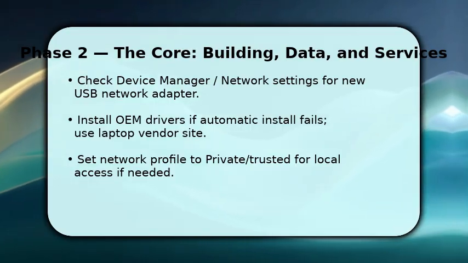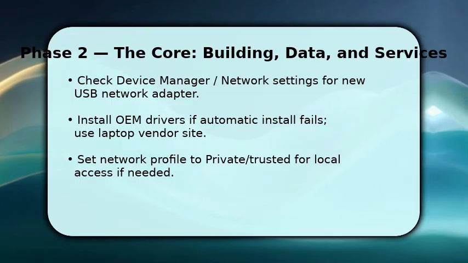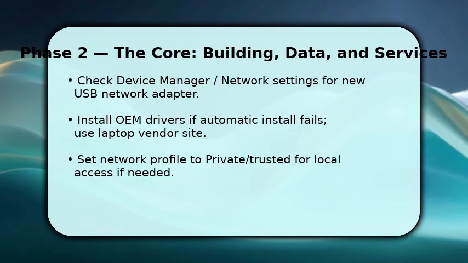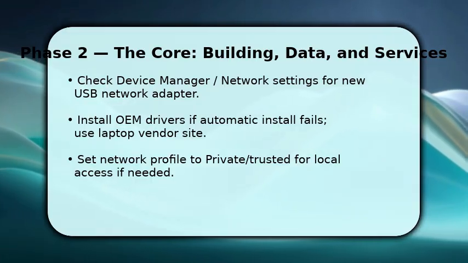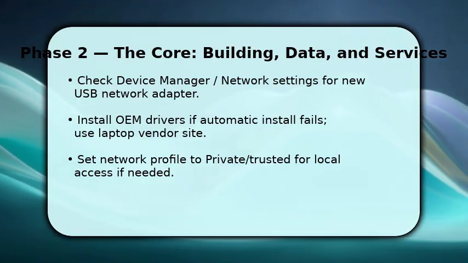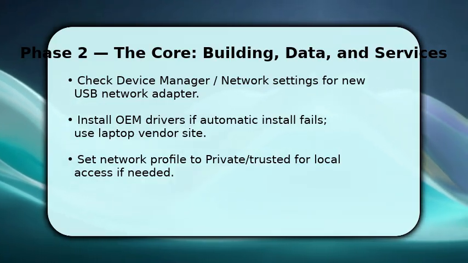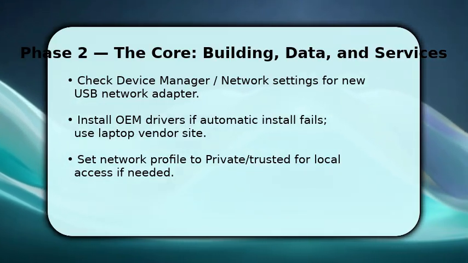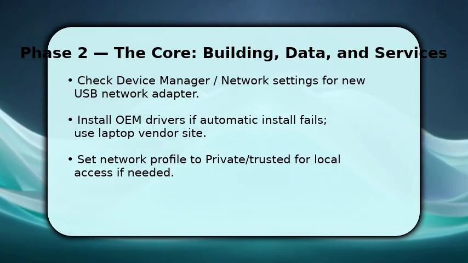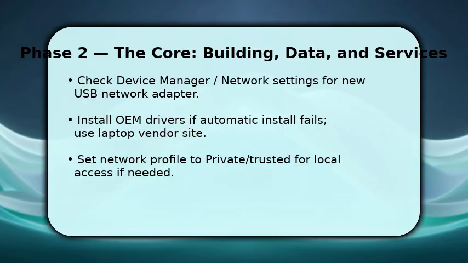address. If Windows or your OS shows limited connectivity, install the phone or OEM USB network driver. Use the vendor's driver package on the laptop. Make sure the network profile is set to private so file and printer sharing behaves predictably. If you see an IP address 169.254.x, toggle USB tethering off and back on to force DHCP renewal.